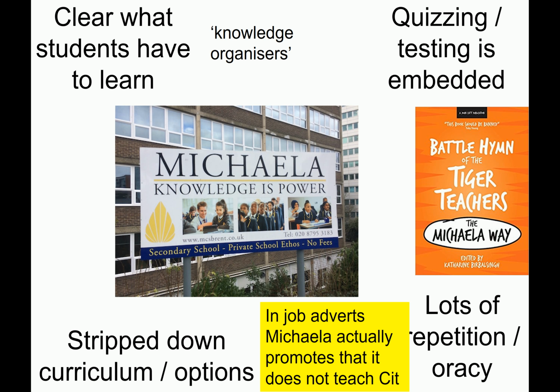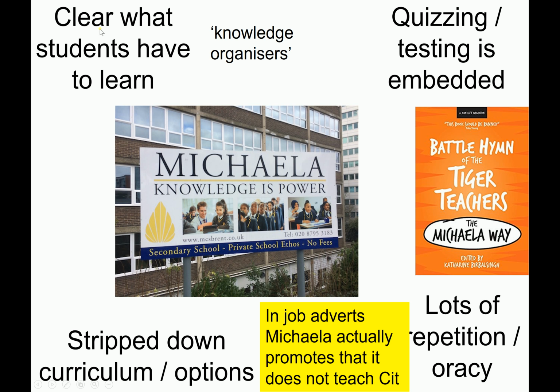I think the important thing to consider is a couple of examples of schools which may or may not have taken on this core knowledge kind of approach. The most well-known, and I would recommend thinking about and learning about this school, is a school called Michaela, and this now famous book, Battle Hymn of the Tiger Teachers, edited by the executive head teacher of Michaela. They've been a successful school. They're a model that other schools have been to see.